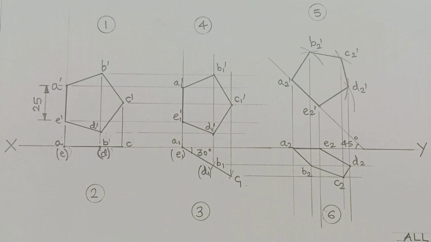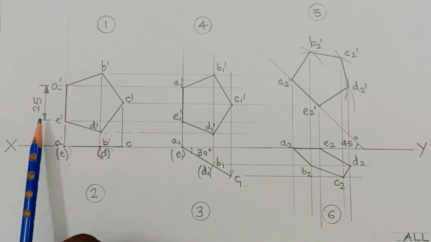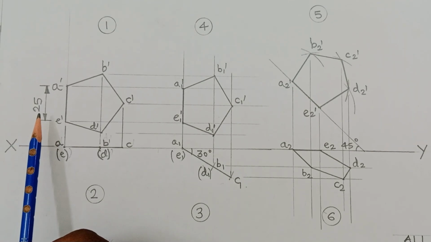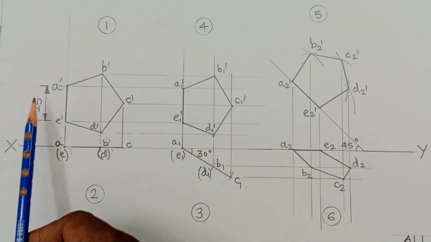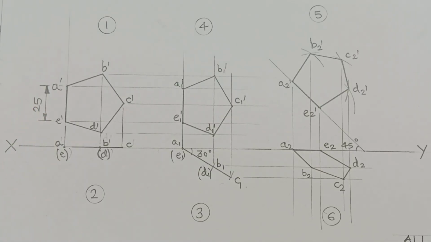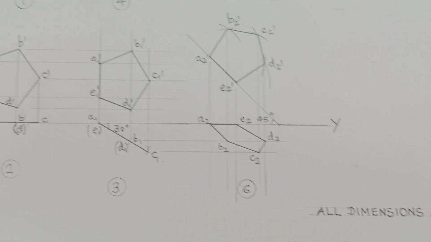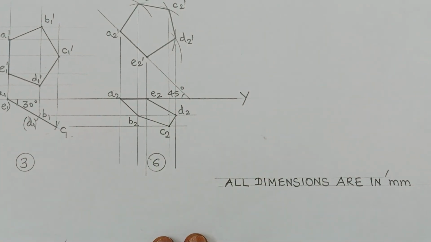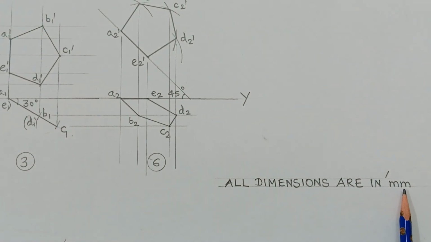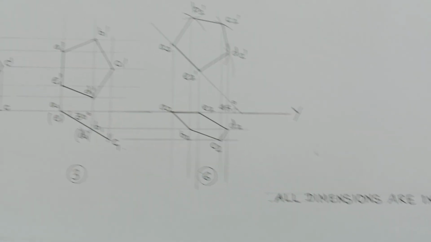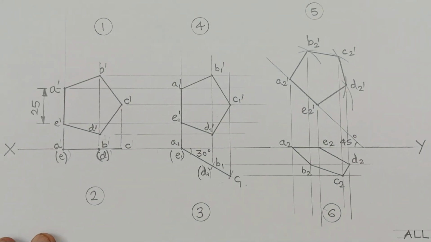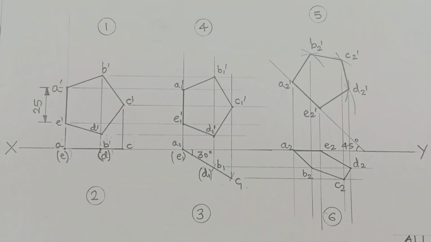Moreover, you can dimension the size of the pentagon, which is given as 25 mm. You can write the number 25 alone, and in the lower right part of the diagram you can draw two guidelines and write a common representation: all dimensions are in mm. Mm means millimeter is the unit followed. And this is how the drawing appears when drawn on the drawing sheet using a drafter scale.